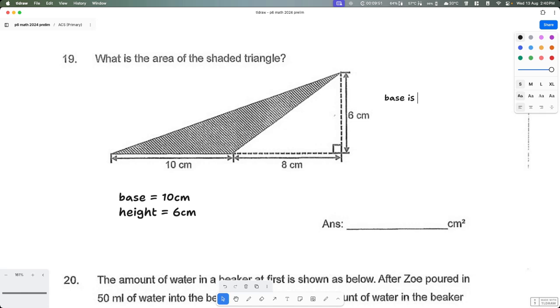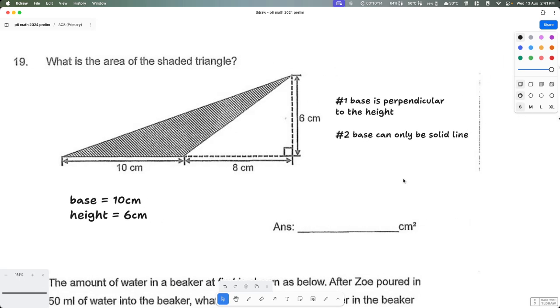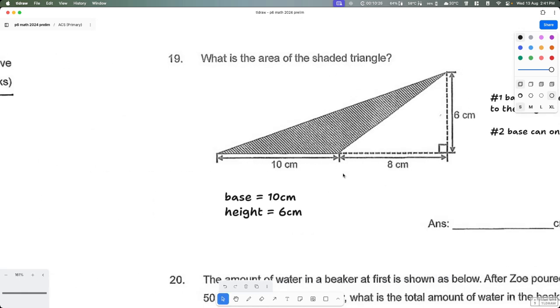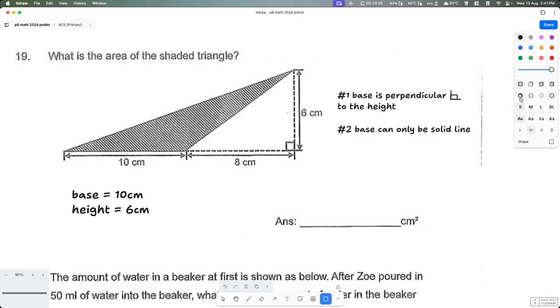So base is perpendicular to the height. That's number one. And number two is base can only be a solid line. Okay, I'm going to put here like this. So what is perpendicular? You might ask like this. So one, and then two, and then you have a rectangle, 3. So perpendicular. Therefore base is 10 centimeters, and the height is 6 centimeters over here.